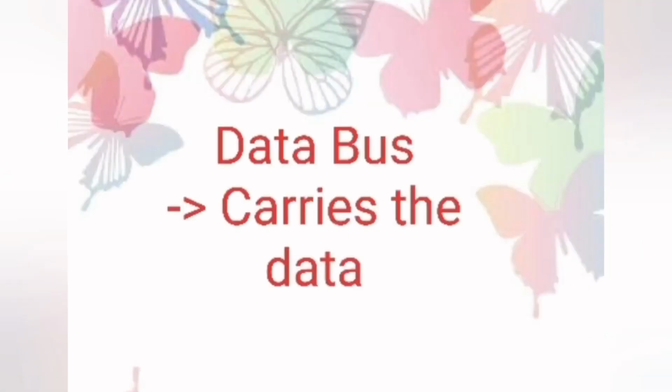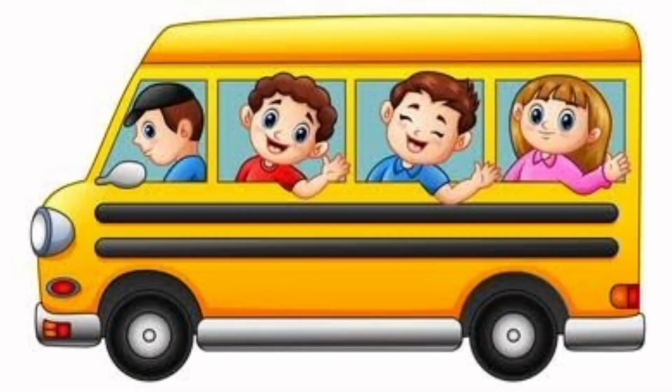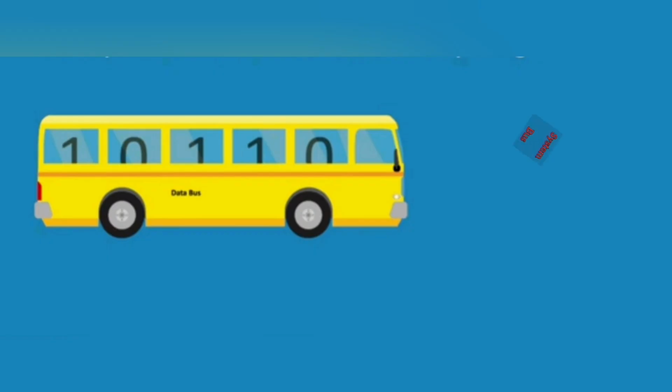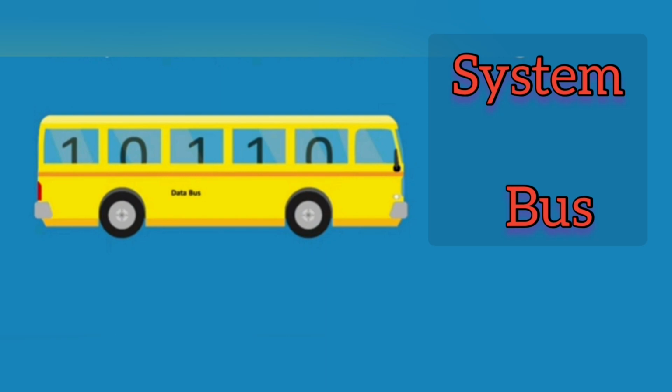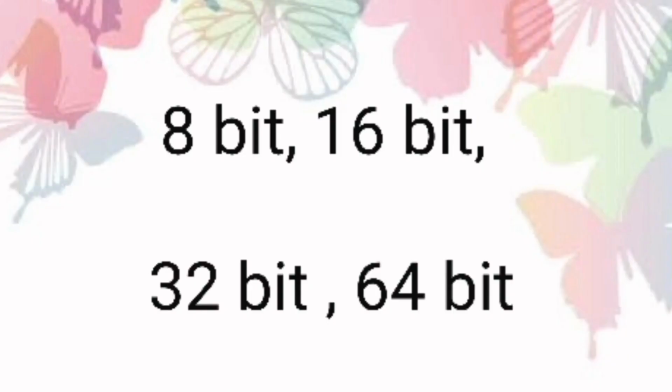The first one is the data bus. The data bus carries the data. This data bus works just like a regular bus. A regular bus is used to carry people, and this bus has a limited number of seats. The system bus also has a limited number of bits. It could be 8-bit, 16-bit, 32-bit, 64-bit and so on.